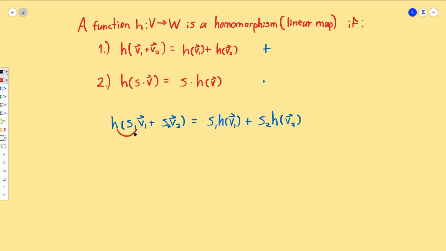The first thing that we did is we distributed the application of h to both of these vectors, s1 times v1 and s2 times v2, and then when we had h of s1 times v1 and h of s2 times v2, we effectively factored out s1 and s2 from both of those, and that's how we got these results here.